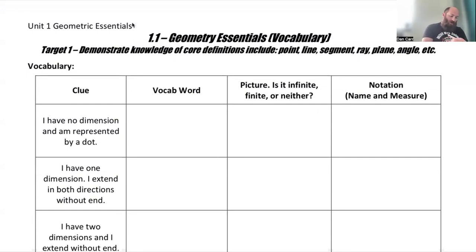I have no dimension and am represented by a dot. This is a point in geometry. So when we look at this one, a point looks like this. Is it infinite, finite, or neither? It's neither. As far as notation goes, we always give it a name, like a letter. So we can say point A in this case. I would read that as point A.